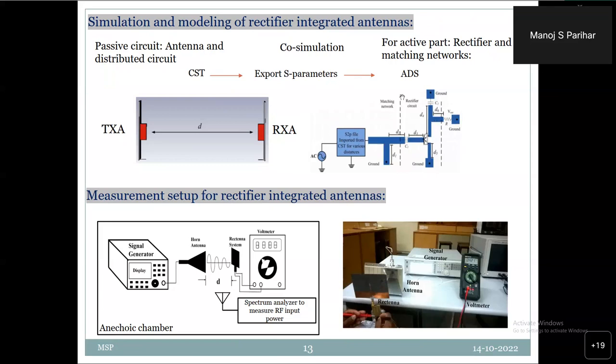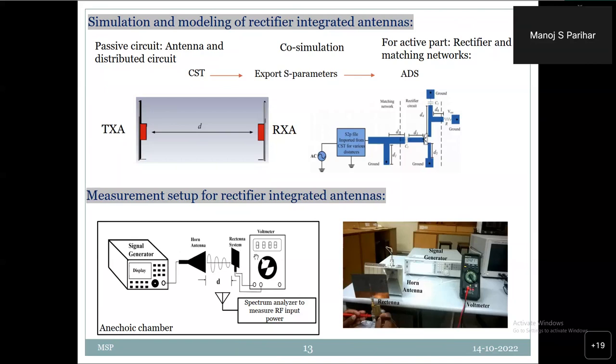Once you have done this simulation using CST or ADS, you can go for the measurement setup. How do you measure? Basically we need to measure the efficiency, or DC voltage or current. This is your setup for the measurement. Your RF source is followed by your horn antenna, which will transmit your RF signal. And this is your rectifier circuit. You can use a voltmeter to measure your DC voltage, and using this you can find out your DC power.